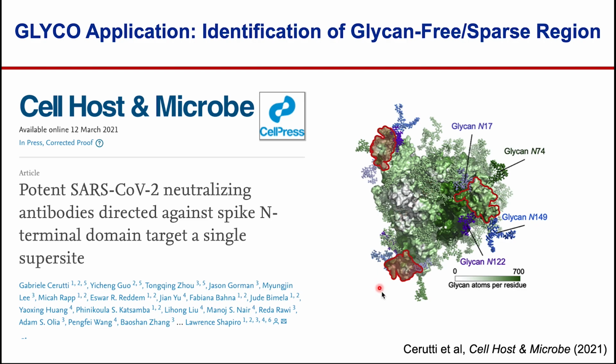This paper was published in 2021 on the SARS-CoV-2 structure. So what I did was calculate the glycan density of the SARS-CoV-2 structure throughout. And there's a place called the NTD supersite, where the antibodies are mainly targeting. And we showed that the glycan density on the NTD supersite is relatively low compared to the other parts, so it is a vulnerable target of antibody binding.